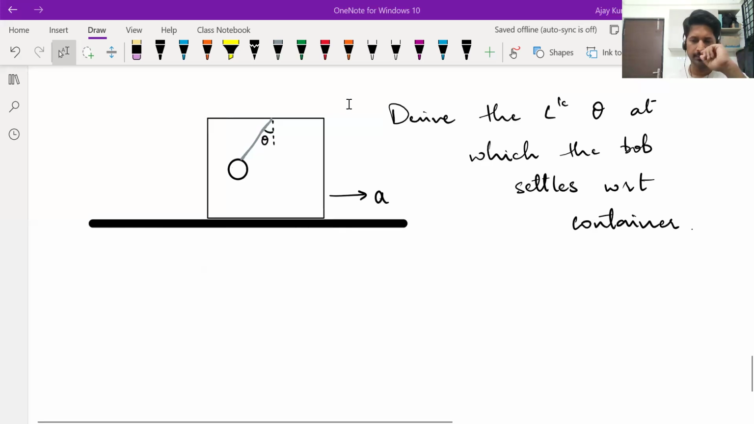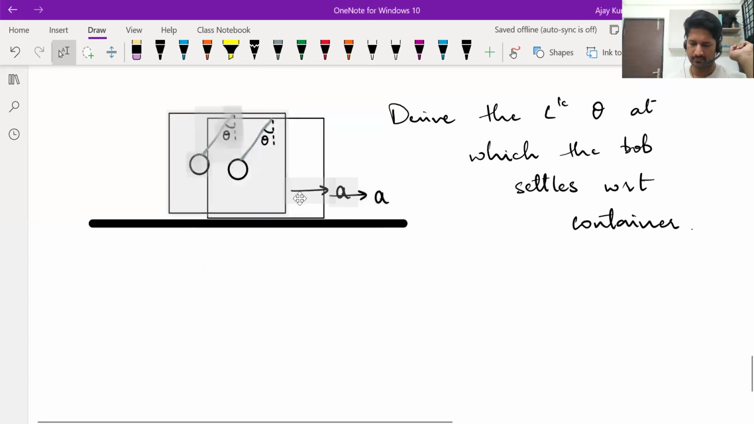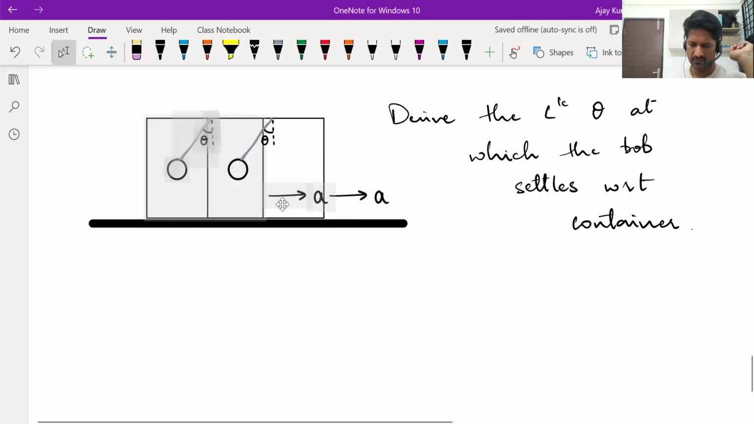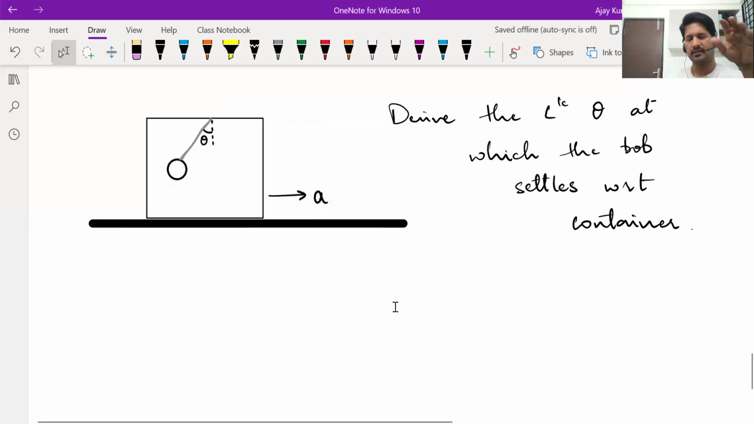Pawan, can you unmute? How are you trying to solve? Sir, I will try by taking tension components. Correct. Okay. See, again, here you can choose the reference frame. You can write equations with respect to ground, you can write equation with respect to container also. Now, with respect to container, the bob settles, means it will be in equilibrium. But with respect to ground, it has to move along with the container.